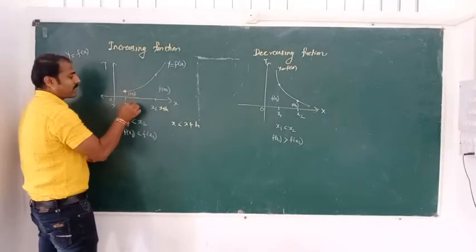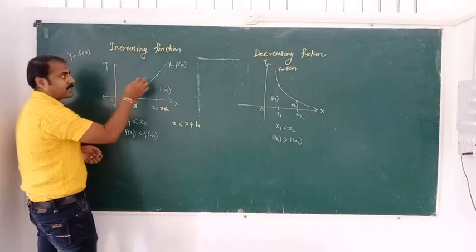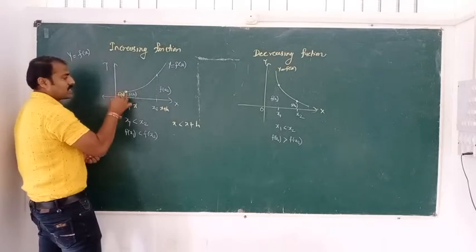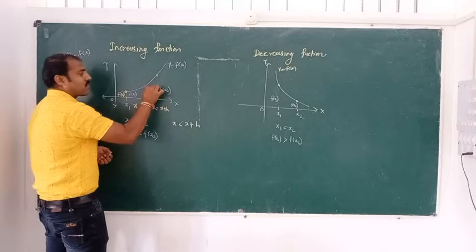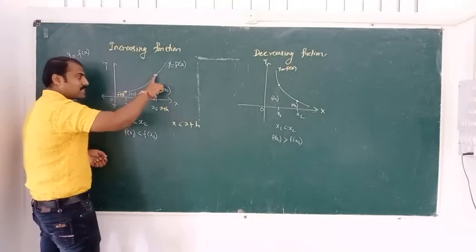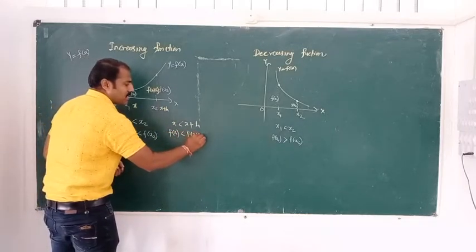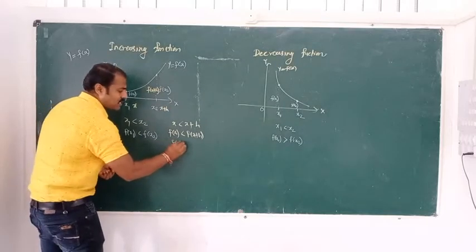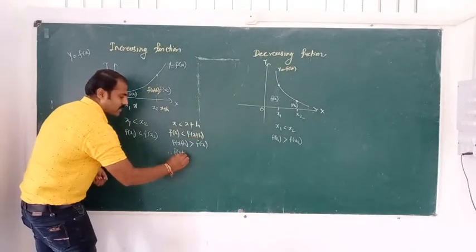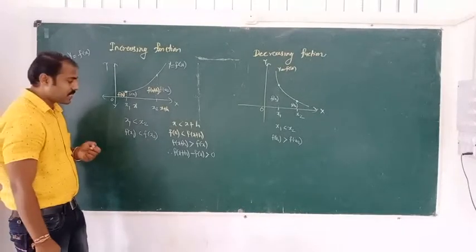Here, we get the point x lies on the curve y is equal to f of x. So, the value of the function at that point is f of x. For that point, this distance is f of x. And for the point x plus h, the value becomes f of x plus h. Look at here, f of x is less than f of x plus h. So clearly f of x plus h is greater than f of x, taking f of x on the left hand side, therefore, f of x plus h minus f of x is greater than 0.